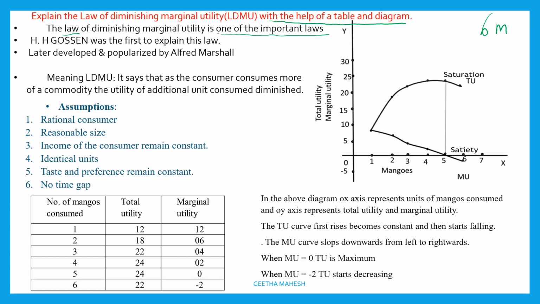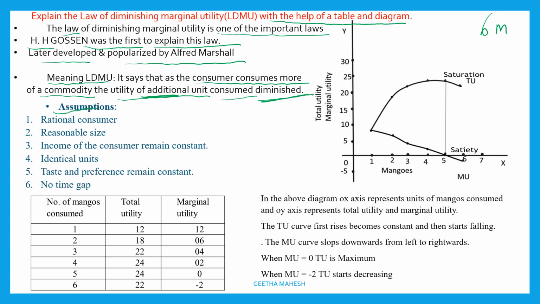cardinal utility analysis. It was given by H.H. Gossen, who was the first to explain this law. Later it was developed and popularized by Alfred Marshall. This LDMU is also known as Gossen's first law. You can write the meaning of LDMU. It says that as a consumer consumes more of a commodity, the utility of additional units consumed diminishes.